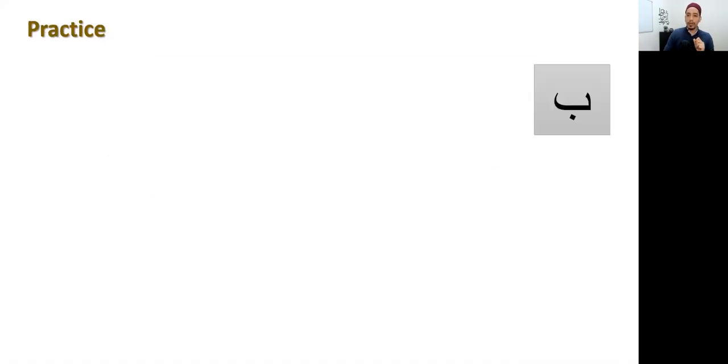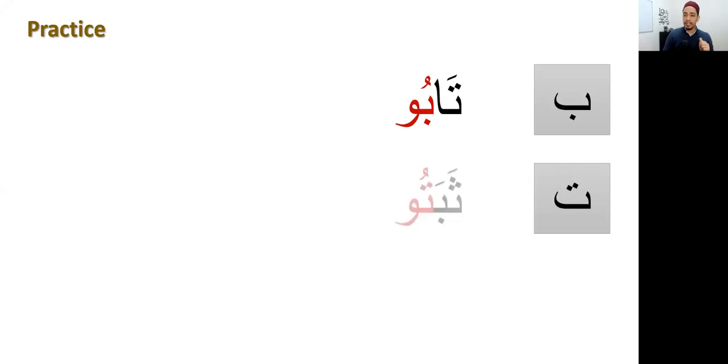Excellent. Let's do some words. Let's look at the letter ba over there. Taboo. You see, first I have the alif mad, and you can see it's not joining to the ba after the alif, if you can see that. Then I have boo. So that's a word. Taboo.